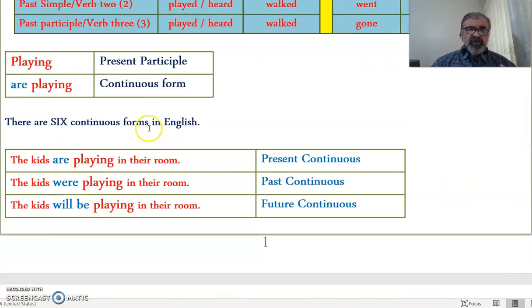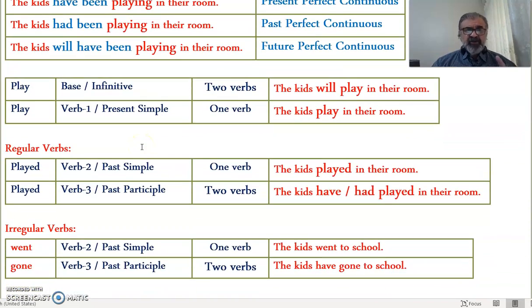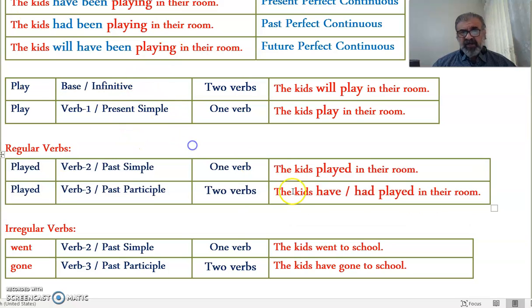Now, what about played? It could be either the verb 2 past simple or verb 3 past participle. Again, it has to do with the number of verbs. Now, as for regular verbs, played, verb 2 past simple, there's only one verb in the sentence. The kids played in their room. While if you are using played as the past participle, there are 2 verbs. The kids have, as you can see, or had played in their room. So easy. So it has to do with how many verbs you have.